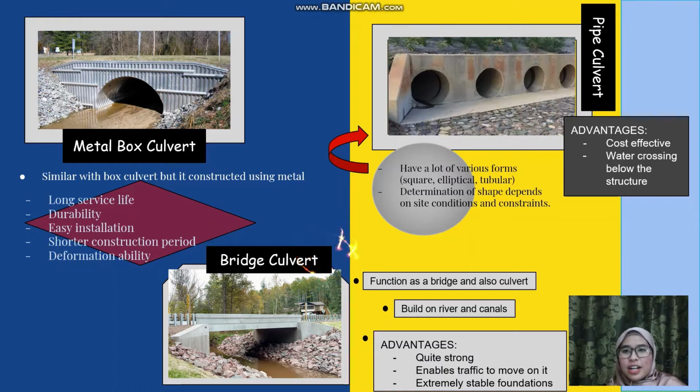The last type of culvert is the pipe culvert. Pipe culvert has various forms such as square, elliptical, and tubular. The shape of the pipe culvert depends on the site conditions and constraints. The advantages of using pipe culvert are, first, it is cost effective, and second, water courses below the structure.